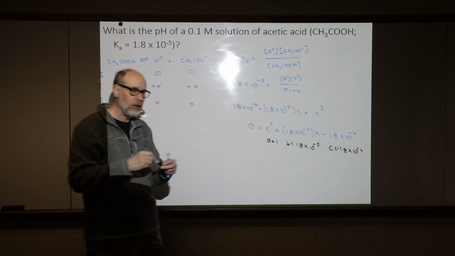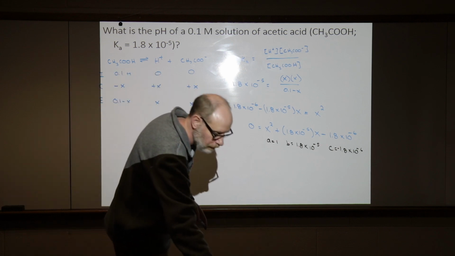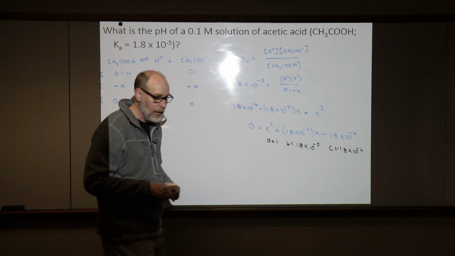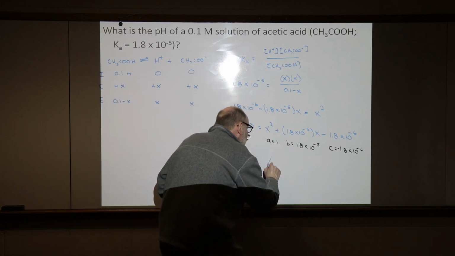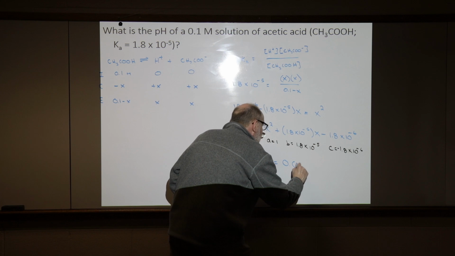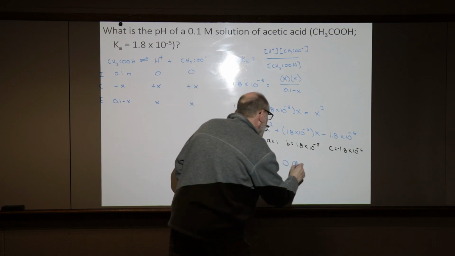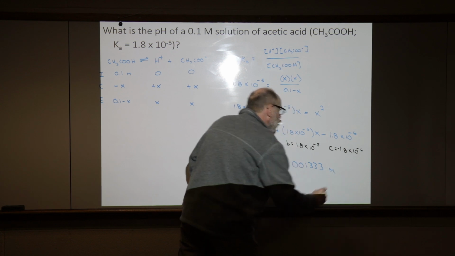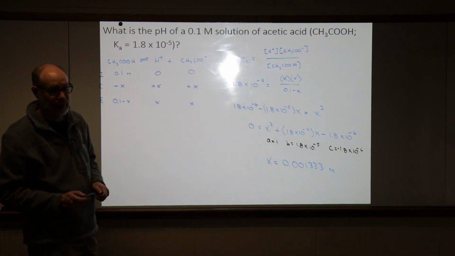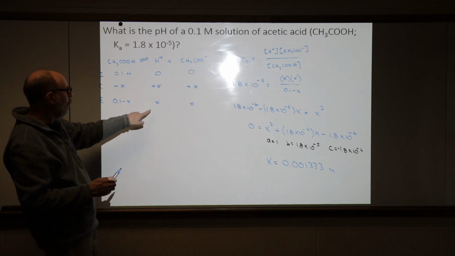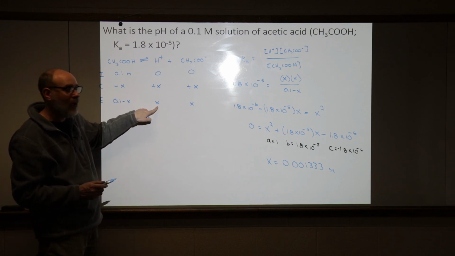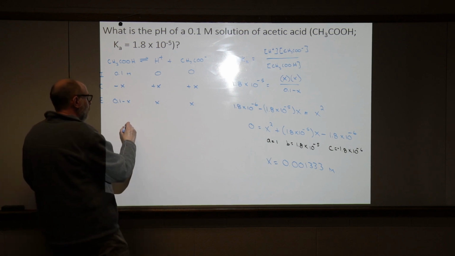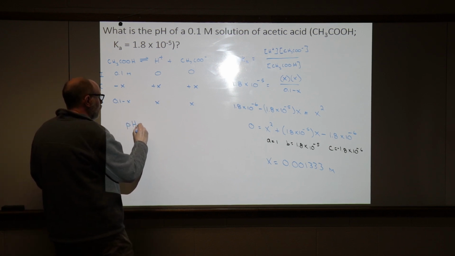And you can plug that all into the quadratic formula, solve for what the roots would be, and it turns out that the root with a value of X is 0.001333 molar. And we know from going back to our ice chart that X is the concentration of H plus at equilibrium, so we can now go and determine what the pH would be.